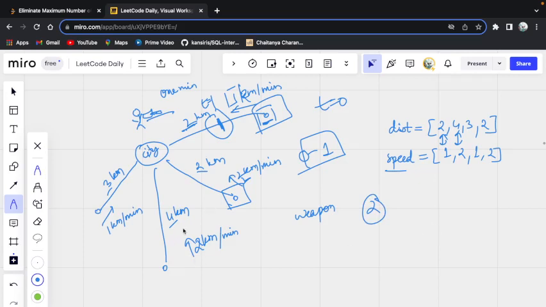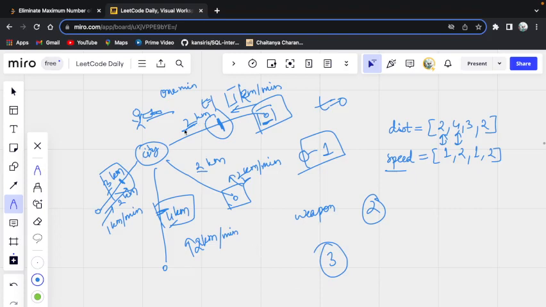And then this monster would have traveled up to here, that is half the distance, because he's traveling at 2 kilometer per minute. And this monster would have traveled this distance, that is 2 kilometers from here, right? So which monster will you kill next? Right, so you can choose to kill this monster or either this monster, right? So the answer in this case is going to be 3, right?